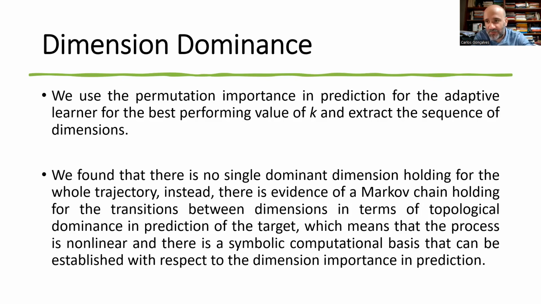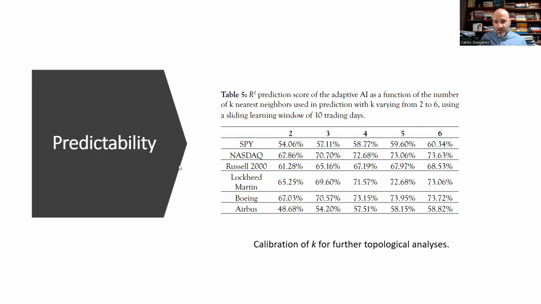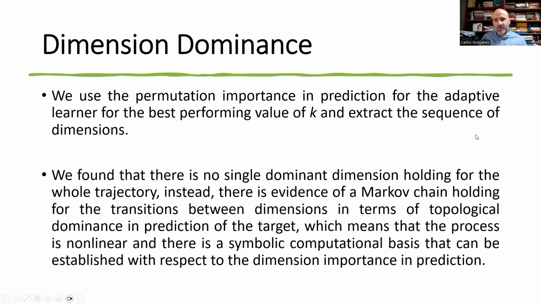This is very important because it means that we do not have an autoregressive process here. An autoregressive process would have a stable dominant dimension as important. But we found here that there is no single dominant dimension. Even more, the transition matrices, which we estimated, and you can find this whole analysis in the article. We estimated the transition matrices for the whole sequence of dimensions that we extracted using the permutation importance for the adaptive agent, using the optimal value of K selected from this table, for the values of K from 2 to 6, choosing the optimal as we explained. And we looked at the sequence of dimensions.